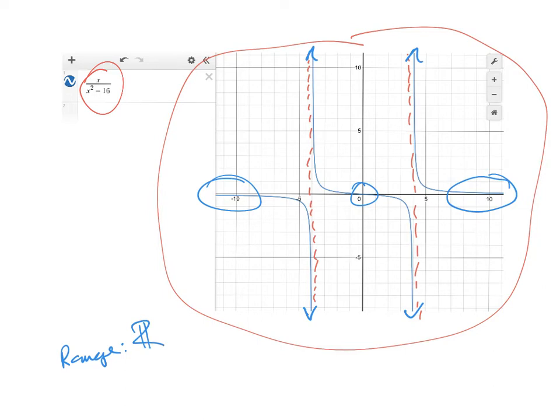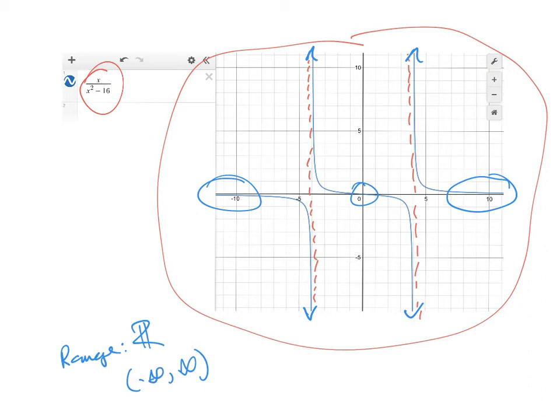In set notation, you just put a capital R, or you might say x is an element of the reals. But in interval notation, we're just going to say our range goes from negative infinity all the way up to infinity. That means our function hits every y value there is. There's an x somewhere that hits every y value.